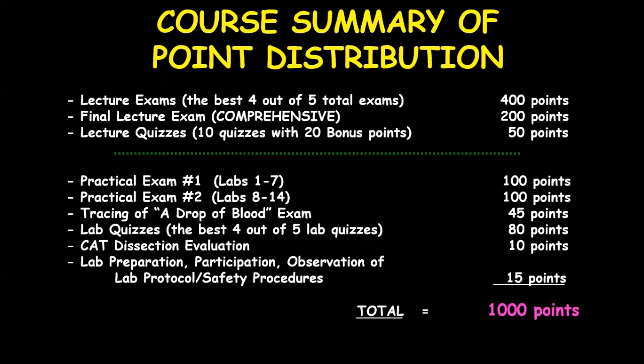Okay, so the bottom of page 11, that colorful page, you'll see a big blue box. And this is basically how the points are. It's pretty straightforward. You'll see above this green line is all your lecture material. Below the green line is all the lab material. And look at the points here. They all add up to 1,000.